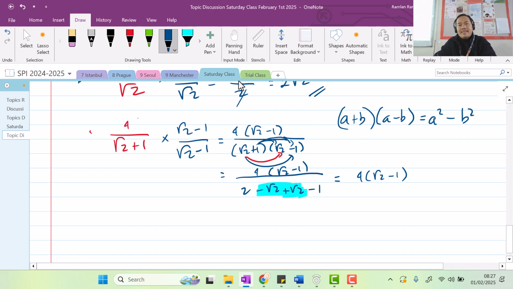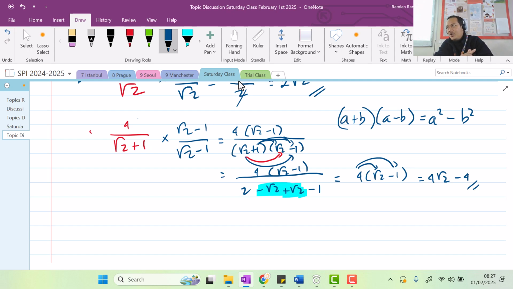But if it is multiple choice, you might want to open the bracket and there will be 4 square root of 2 minus 4. Remember, we call this the conjugate, guys. So this one here and here, this is the conjugate. I think it's conjugate if I'm not mistaken. I forgot the name. Okay, let's go to the next topic.